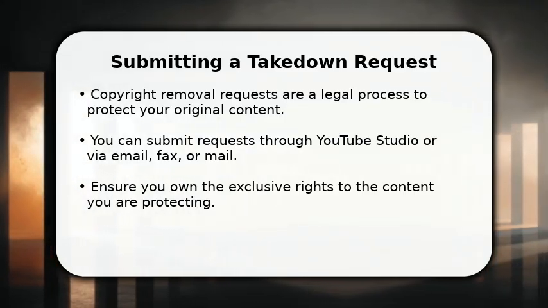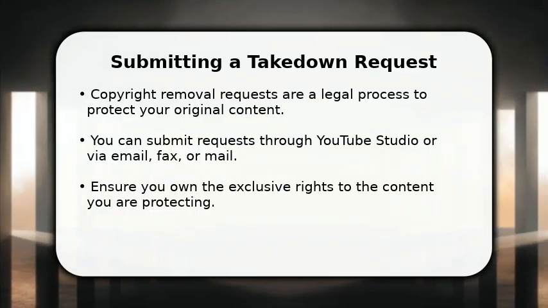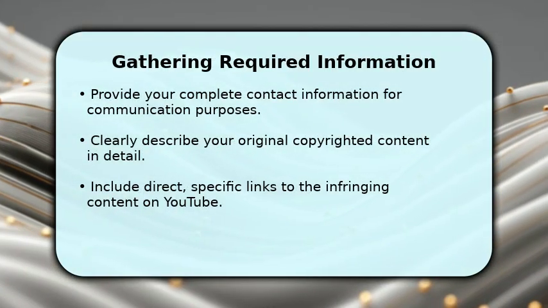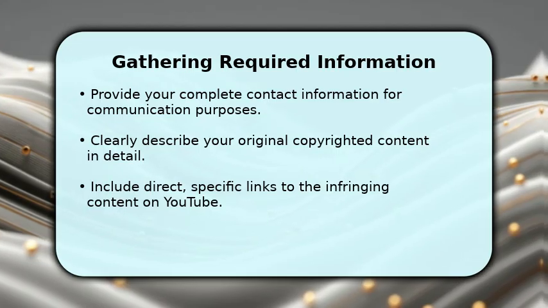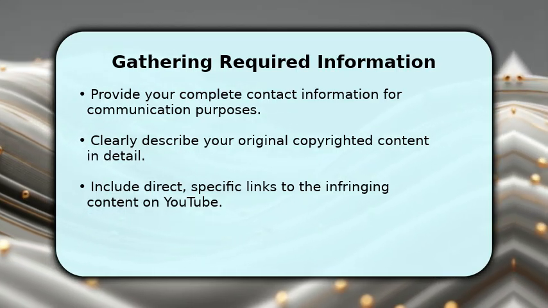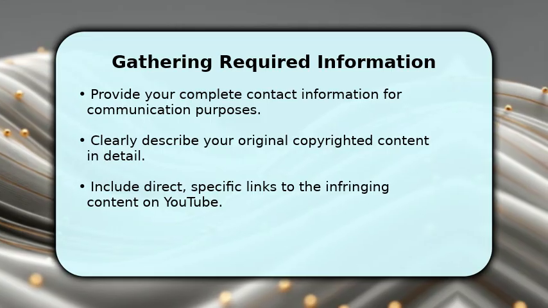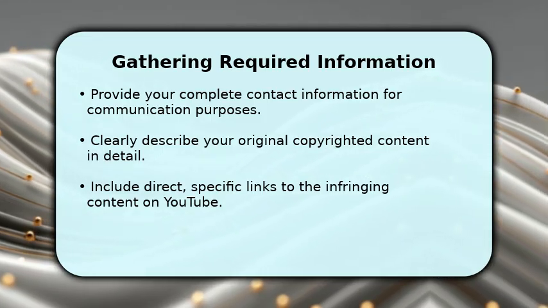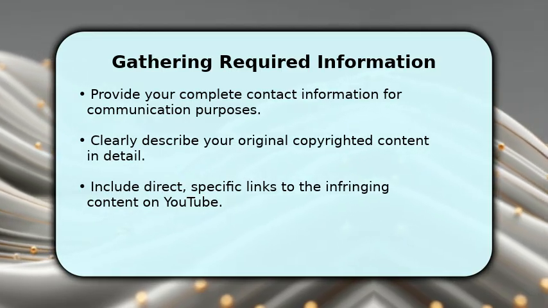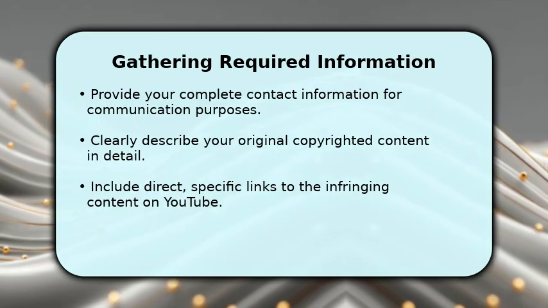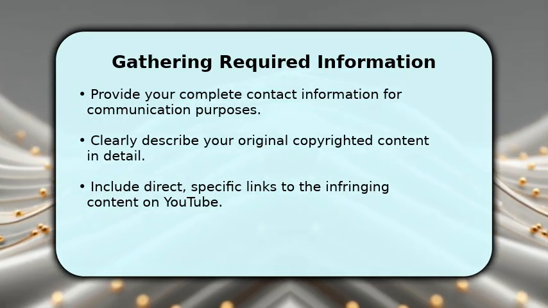It is crucial to confirm you hold the exclusive rights to the content you are protecting before proceeding with any submission. Before submitting your request, gather all necessary information. First, provide your full contact details, including an email address and phone number, as YouTube or the uploader might need to reach you. Next, clearly and completely describe your copyrighted content. Finally, include direct, specific links to the allegedly infringing material on YouTube. These links must be in the correct URL format for the content type, ensuring accuracy for the review process.